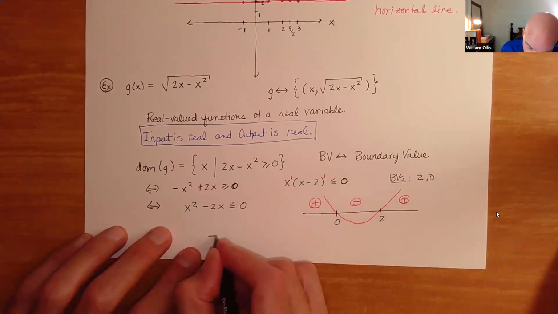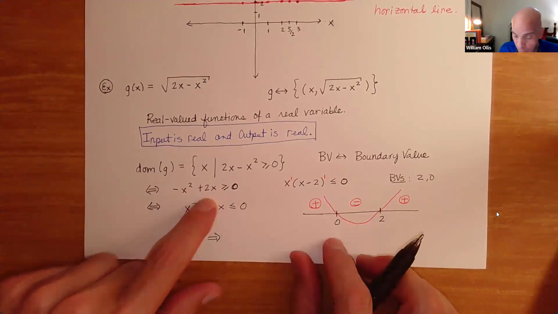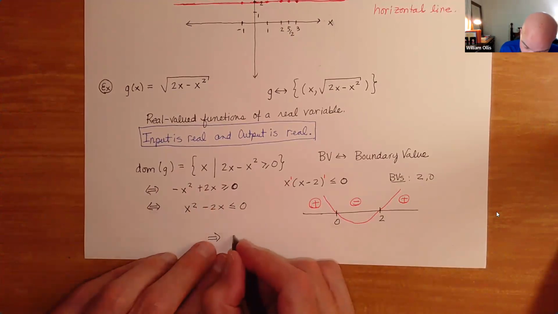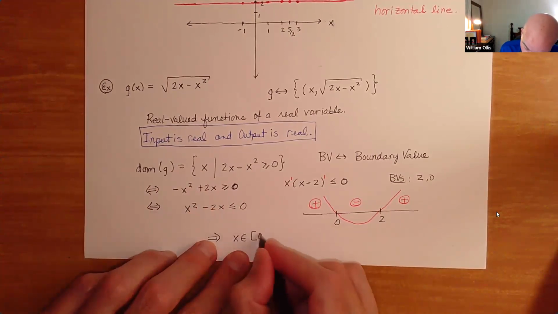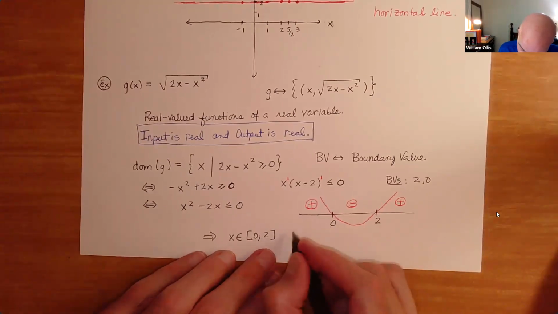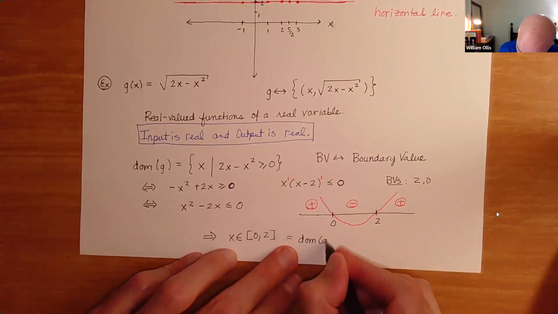So that gives us the values for which this particular expression is less than or equal to 0. So this would imply, well, for instance, we start out with greater than or equal to 0, and then we flip it around because it makes it easier to solve. So this will say x must live between 0 and 2, but we include the endpoints. So this gives us the domain of G.